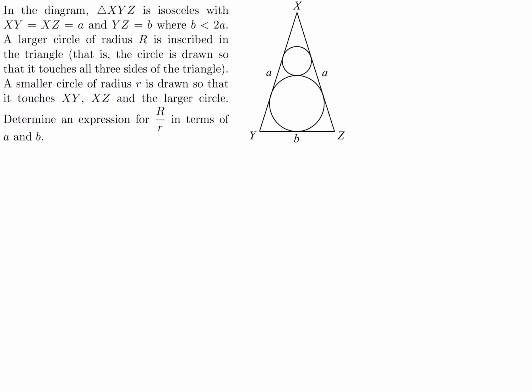In the diagram, triangle XYZ is isosceles with XY equal to XZ equals A and YZ equals B, where B is less than 2A. A larger circle of radius R is inscribed in the triangle. That is, the circle is drawn so that it touches all three sides of the triangle. A smaller circle of radius small r is drawn so that it touches XY, XZ, and the larger circle. Determine an expression for large R over small r in terms of A and B.